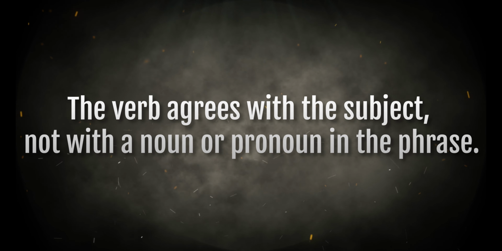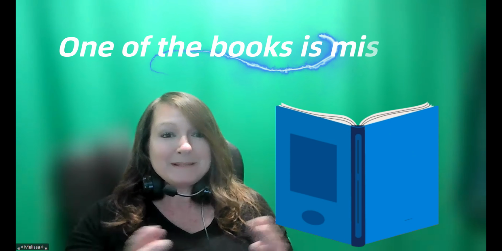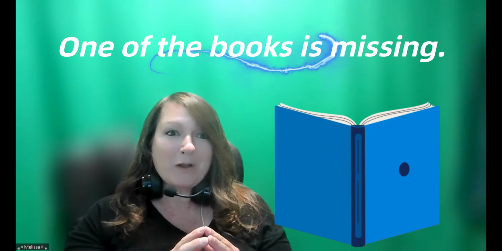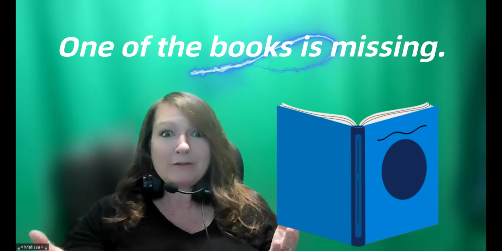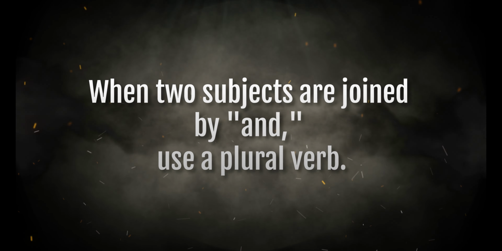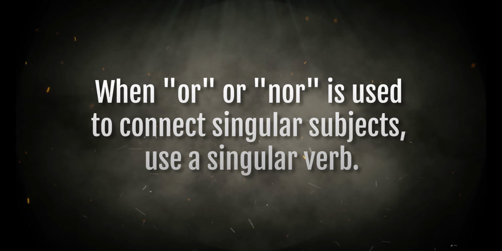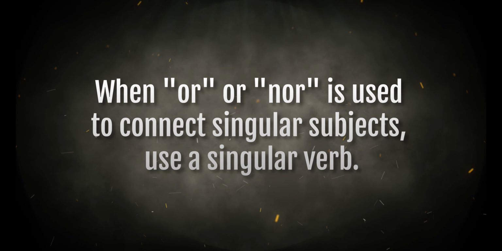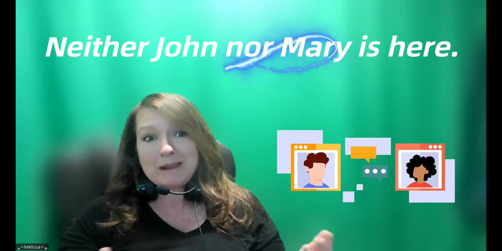The verb agrees with the subject, not with a noun or pronoun in the phrase. For example, one of the books is missing, not one of the books are missing. The subject of this sentence is one of many. When two subjects are joined by and, use a plural verb, for example, John and Mary are studying. When or nor is used to connect singular subjects, use a singular verb. For example, neither John nor Mary is here.